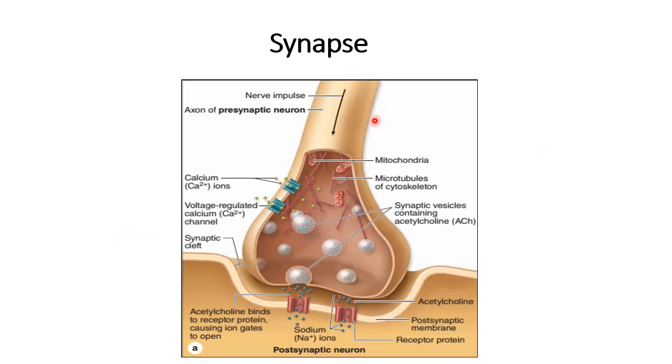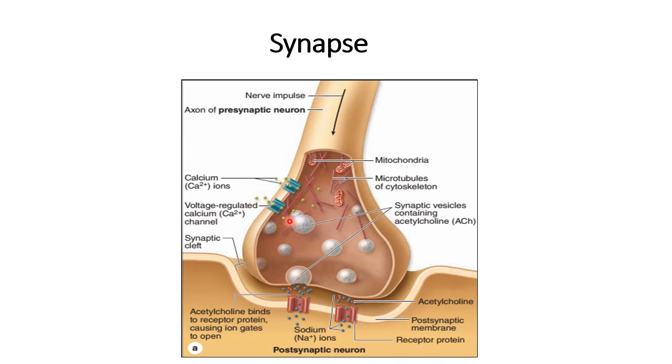In this diagram, we will see how the components of the synapse appear. This is the axon of the presynaptic neuron with the axon terminal or terminal button, and here we have the synaptic cleft, this potential space, and here we have the postsynaptic neuron. The presynaptic axon terminal contains synaptic vesicles, many vesicles containing the chemical neurotransmitter. In this diagram, it's acetylcholine.